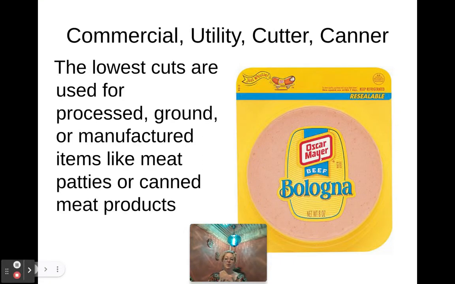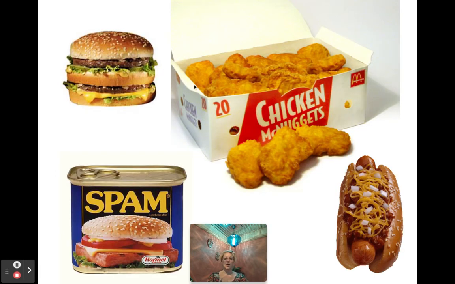So when you have processed food, this is food that has been ground up and mixed with other items, starches, and things, and then reformed to form some other form of meat. Bologna is a good example of that. You also would see hamburgers that are sold in cheap fast food restaurants, chicken nuggets, hot dogs, spam, canned food, canned meat products. These products are not made with top grade meat. So they are made with the lower grades of meat.